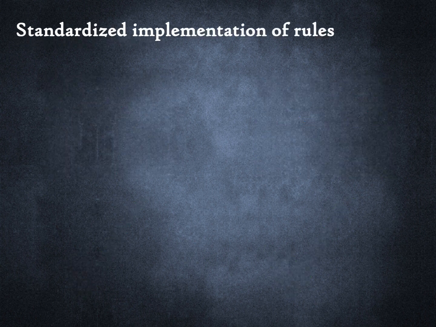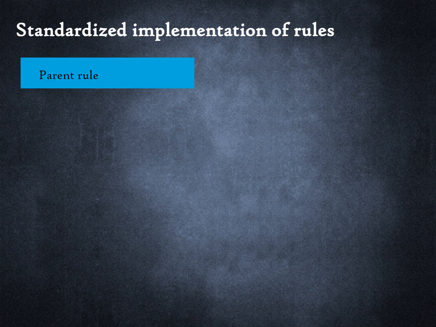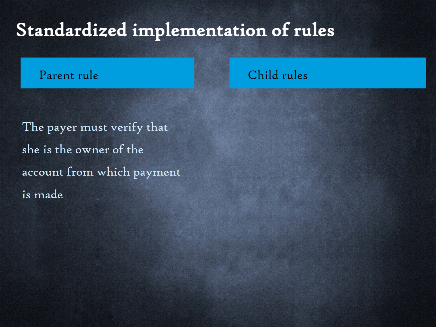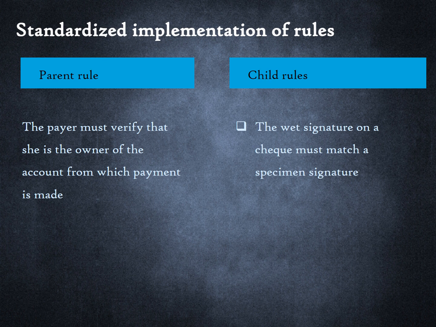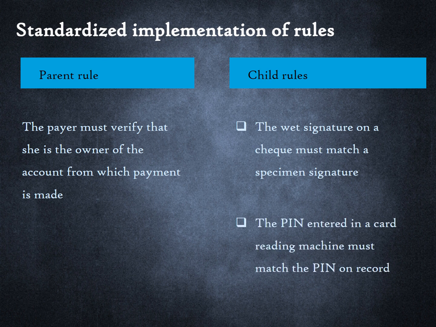The second question is whether the rules are implemented in a standard way. At this point, we can distinguish between parent rules and child rules. Consider the rule that governs the process of authorizing a payment. The parent rule is that the payer must verify that she is the owner of the account from which payment is made. The rule is implemented in many ways. For instance, the wet signature on a check must match a specimen signature. The PIN entered in a card reading machine must match the PIN on record. We can call these child rules.